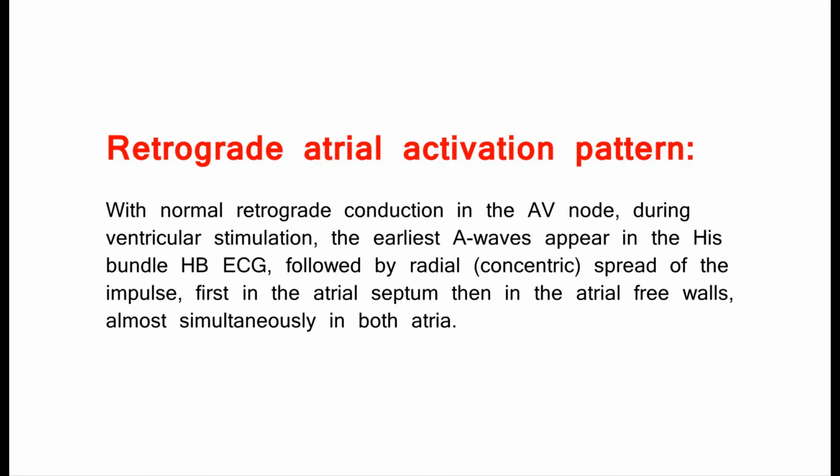Retrograde atrial activation pattern. With normal retrograde conduction in the AV node, during ventricular stimulation, the earliest A waves appear in the His bundle HBE channel, followed by radial, concentric, spread of the impulse, first in the atrial septum then in the atrial free walls, almost simultaneously in both atria.